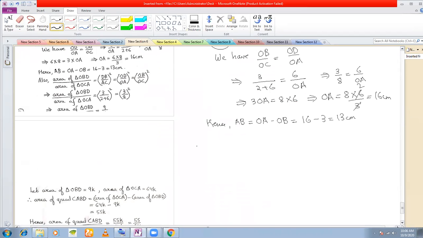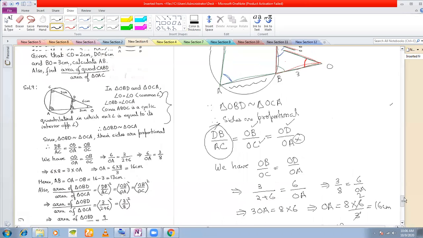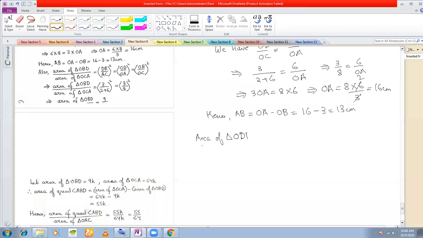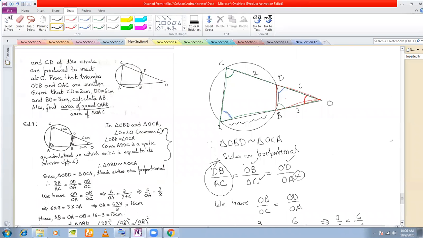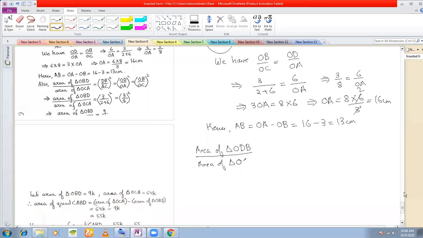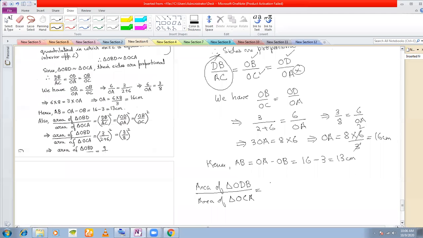So area of the smaller triangle, let us write first, ODB, divided by area of the larger triangle, which is OCA, is equal to the square of the proportional sides. What are the proportional sides? You have OB by OC whole square, equal to OD by OA whole square, equal to DB by AC whole square.